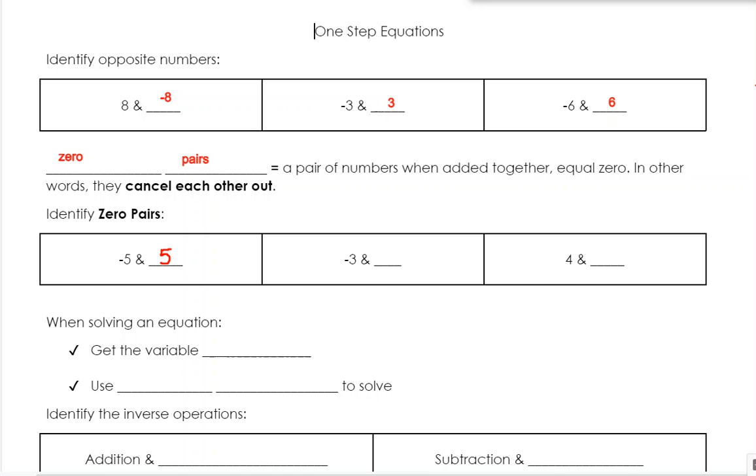What's my zero pair with negative 3? Well, that would be 3. And what's my zero pair with 4? Well, that would be negative 4. And they're zero pairs because if I add these together, it gives me 0. Negative 3 plus 3 gives me 0. Negative 5 plus 5 gives me 0.